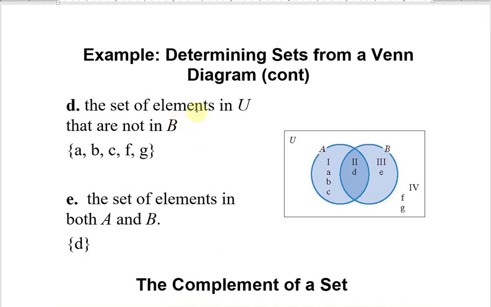The next one, the set of elements in U that are not in B. So B is this one, D and E, and you want to exclude D and E. So you have A, B, C, F, G. Don't include D and E because they are inside B, and you don't want anything that is inside B. The set of elements in both A and B means the overlapping region, D only. They are inside both A and B, the middle region.